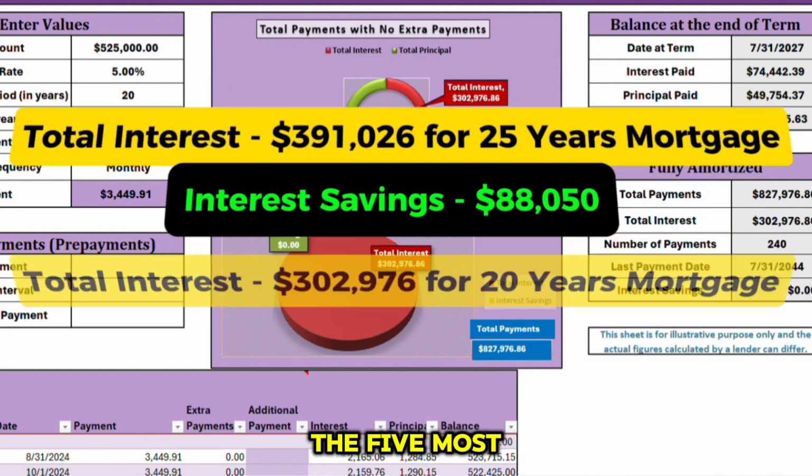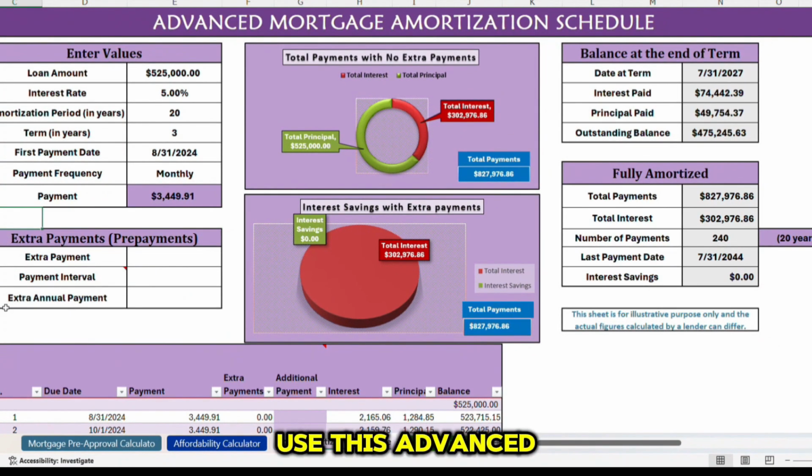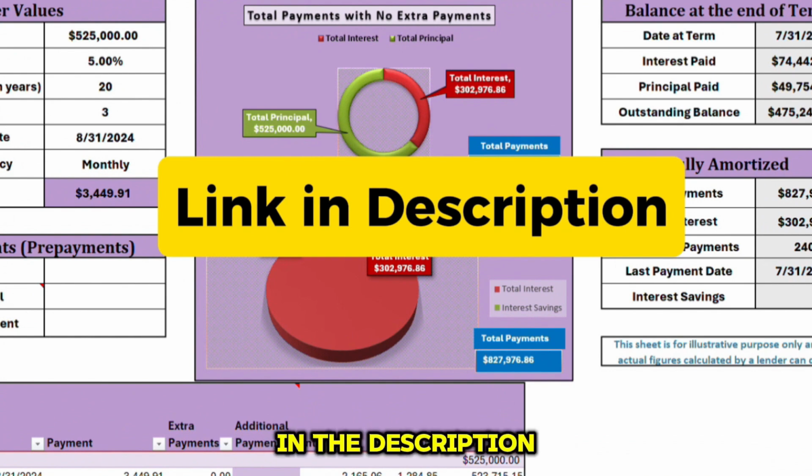So these were the 5 most effective and simplest ways with which you can plan to pay down your mortgage effectively in the longer run. You can also use this advanced mortgage amortization schedule for your mortgage to see what will be the impact on the total interest savings if you apply one or more methods collectively. I'm providing the link of this planner in the description of this video.